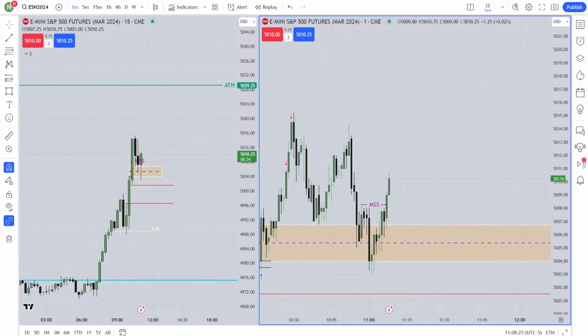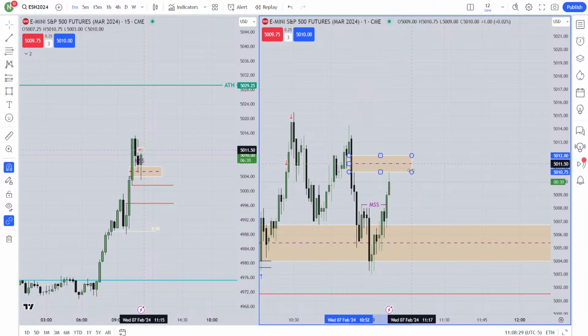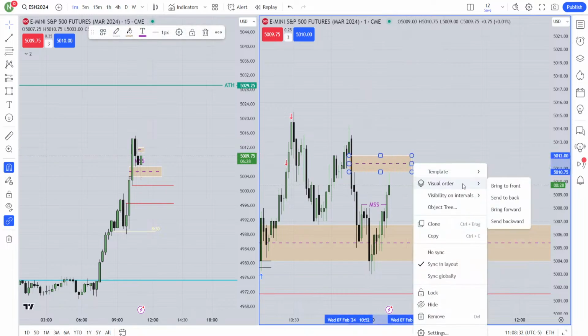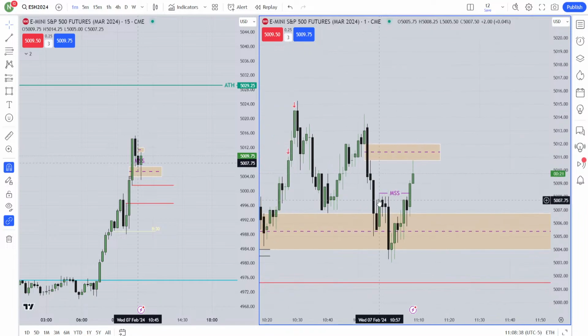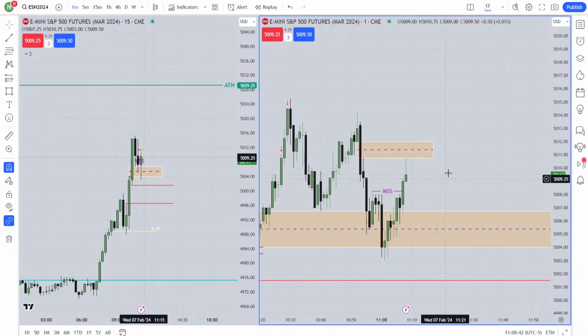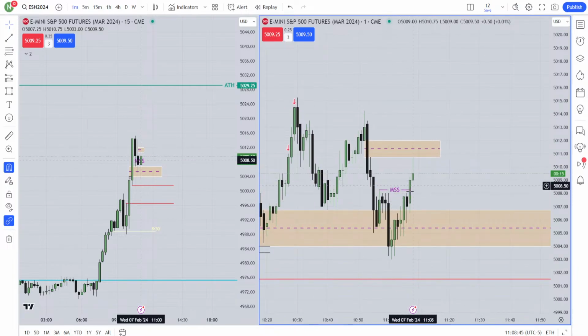I would love to wait and see how it goes above that fair value gap. If it can go above that fair value gap, then I will look for an entry anyhow. But here, as this is not a clean market structure shift, this swing high is not even a swing high. I'm a little confused about this, so I'm not willing to take my buy around that fair value gap. I'm not doing that.